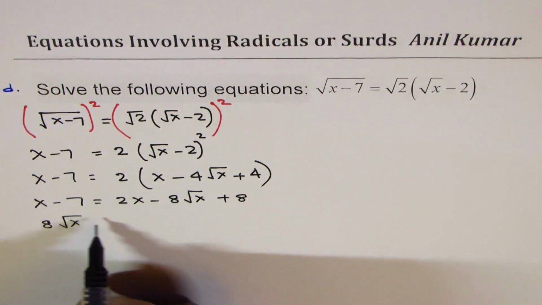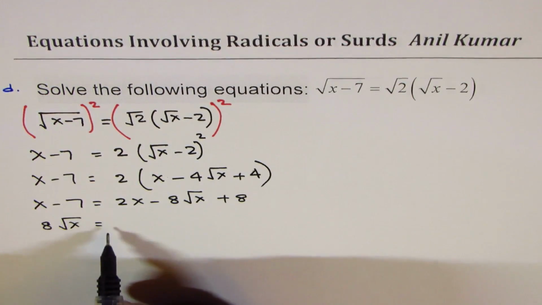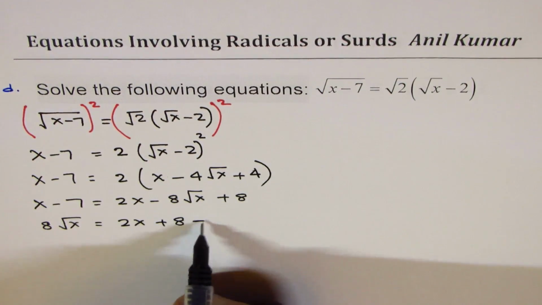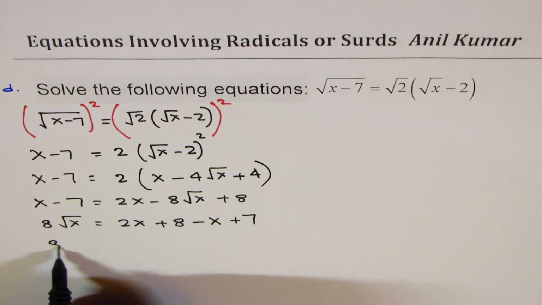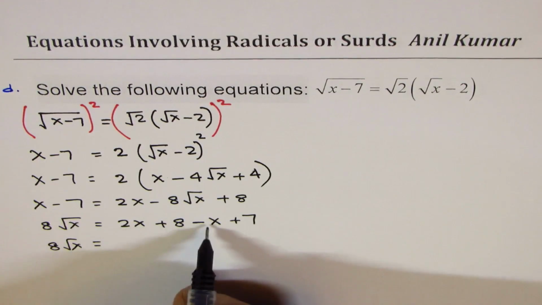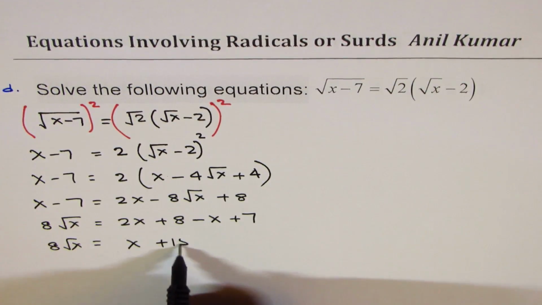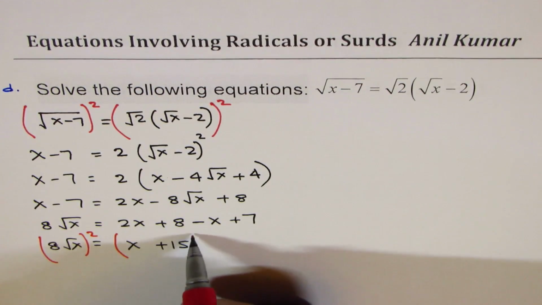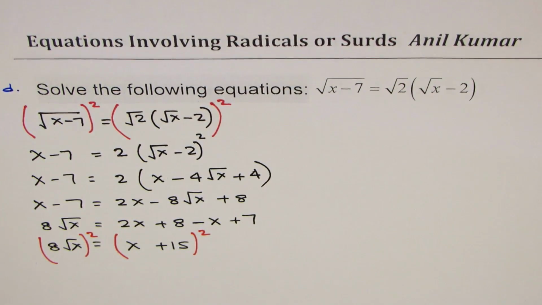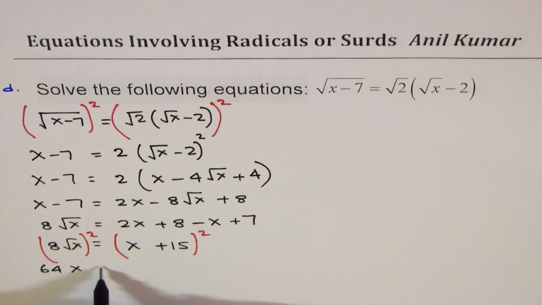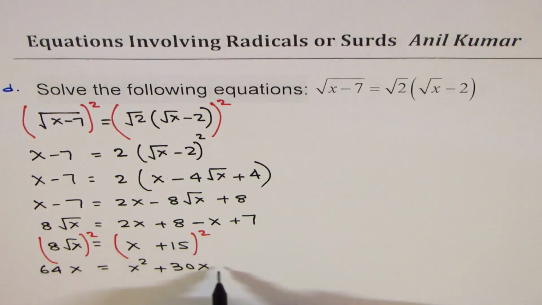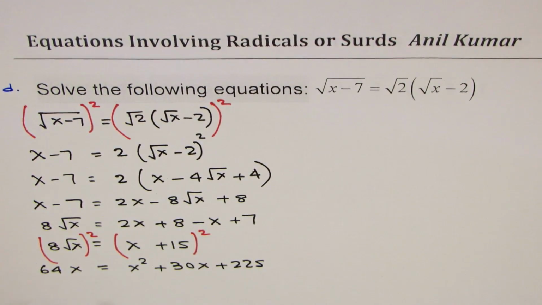Bringing the square root term to the left, we get 8 square root x. You need to isolate this so that the second time when you square, you get rid of the radical sign. Okay, so we get 2x plus 8 minus x plus 7. So you get 8 square root x equals 2x minus x is x, 8 plus 7 is 15. Now again, we are going to square it. If there are two radicals as shown here in this particular example, you may have to square twice. Perfect. So we get 64x on the left side, and we get x squared plus 30x plus square of 15, which is 225.